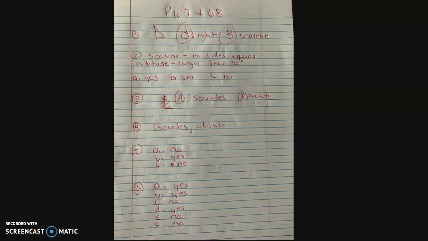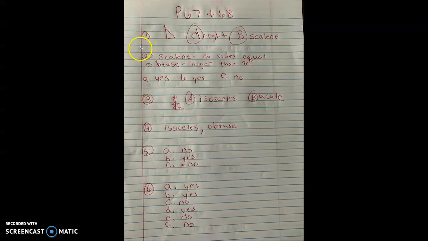Let's see how you did. On question number 1, it is a right triangle and it is a scalene triangle because it has one right corner and no sides are the same. Question number 2, it is scalene because no sides are equal and obtuse is larger than 90 degrees. A, yes. B, yes. C, no.